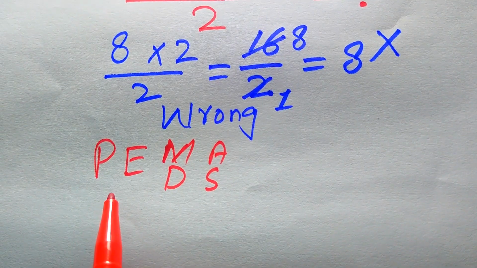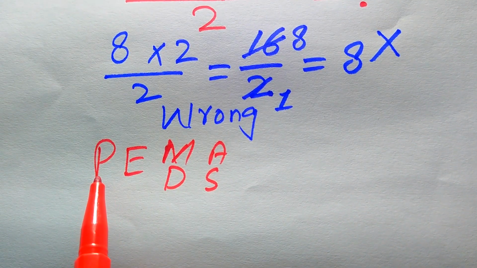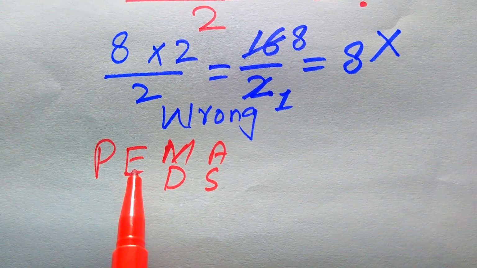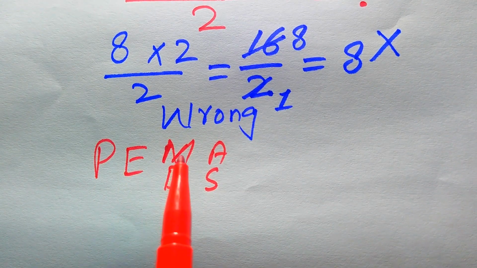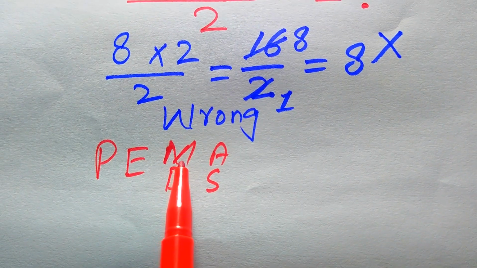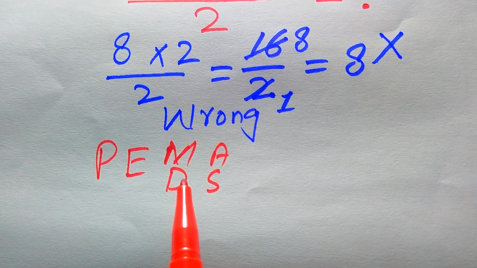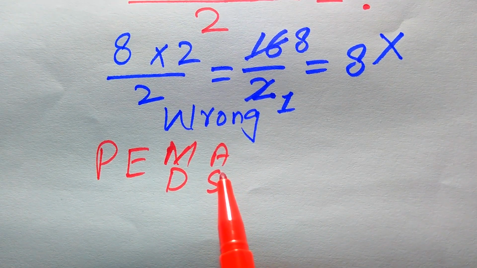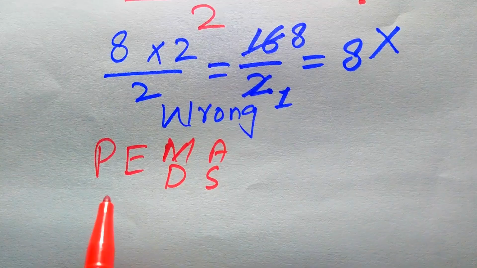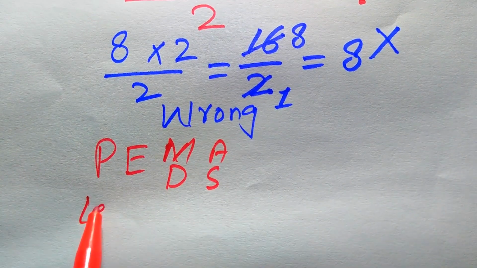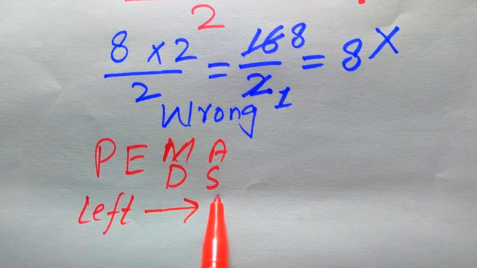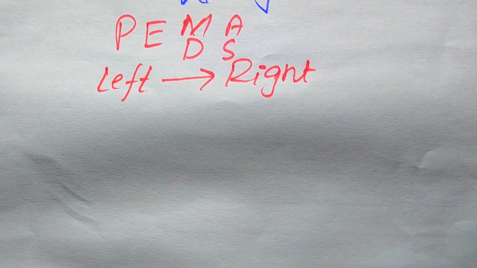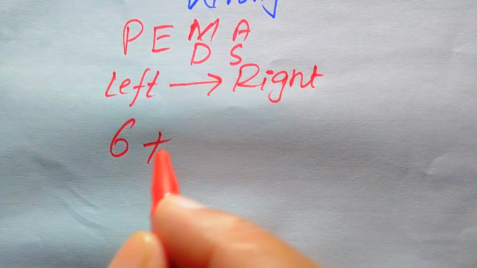So here you know that we give the first priority to the parentheses, the second priority to the exponent, and the third priority to the multiplication. Here you remember that multiplication and division have equal priority. Similarly, addition and subtraction have equal priority, but we remember this order from left to right.